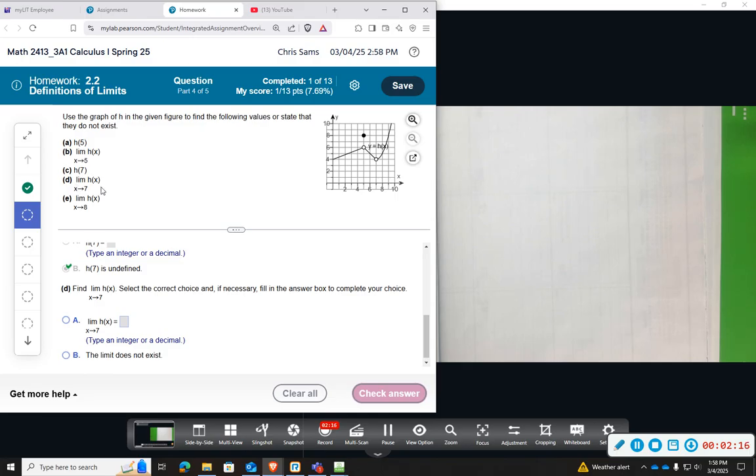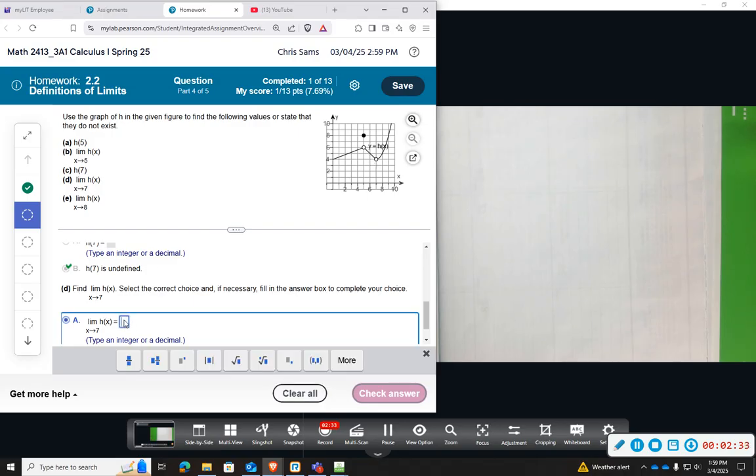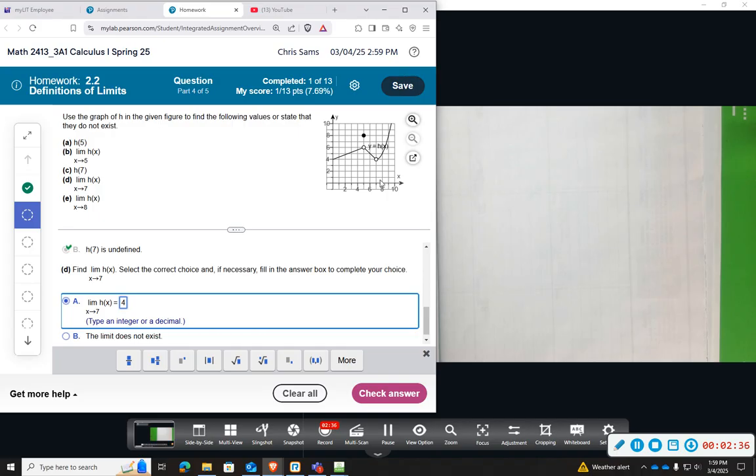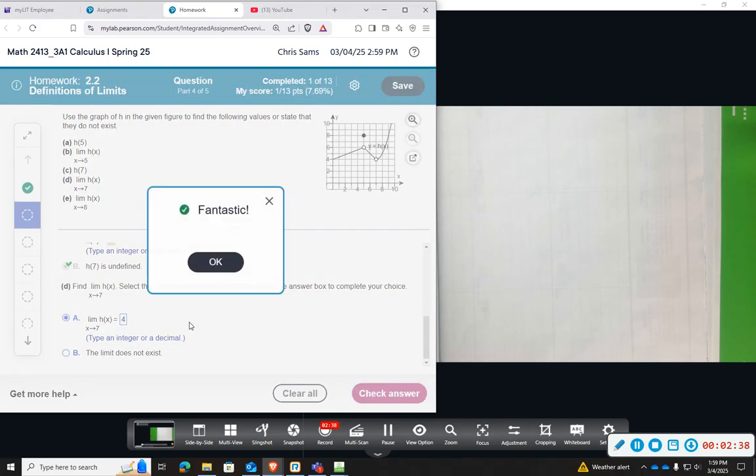The limit of h of x as x approaches 7. As I trace it, we get close to that y value of 4. And then if I trace this side, we get close to a y value of 4 as well. So the limit is 4, although the value did not exist or was undefined.